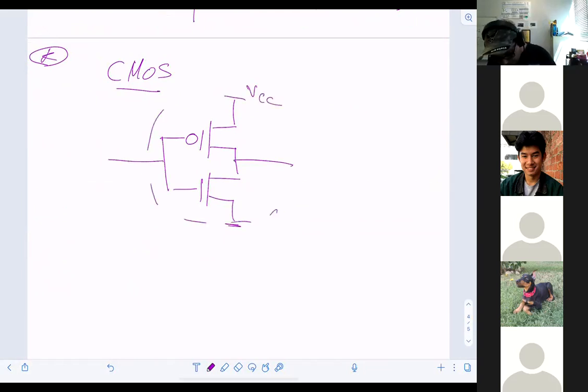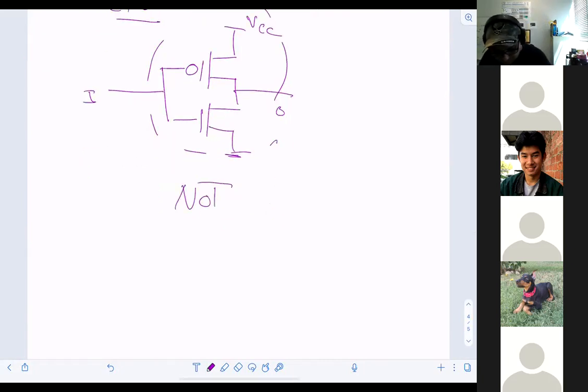So this setup, this is input and this is output. This is actually an inverter. This is a NOT gate.